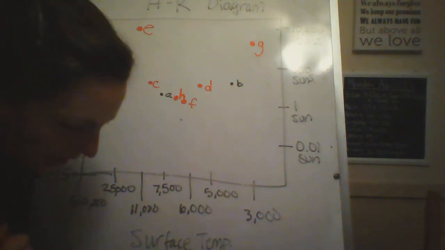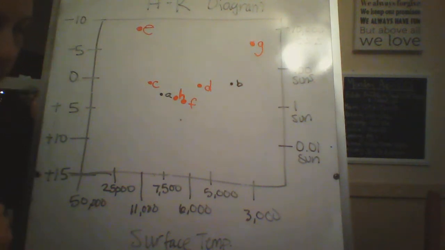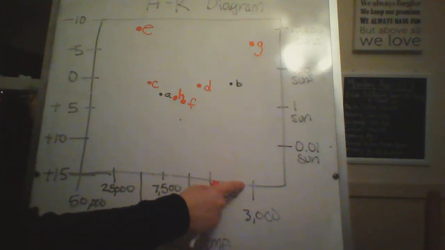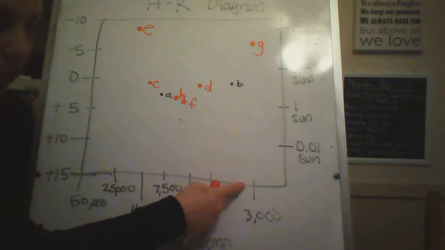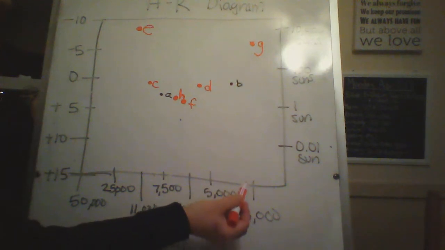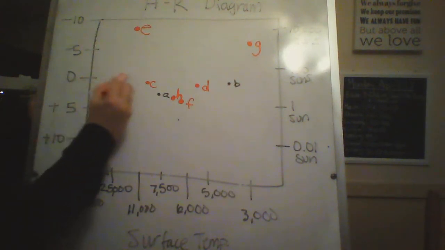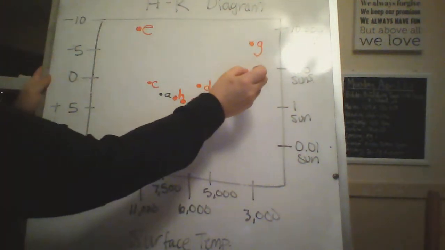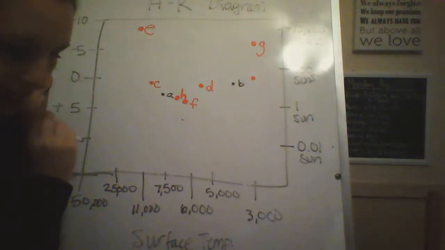The next one, I, Aldebaran. So Aldebaran is 4,000 surface temperature in Kelvin. So 4,000 kelvins. So we're going to be way down here again. 4,000 kelvins. And we're at negative 0.3 absolute magnitude. So here's our 0. We're going to go up to negative 0.3. We're going to go over to 4,000 kelvins. And we're going to put our dot there. And we're going to label it I.